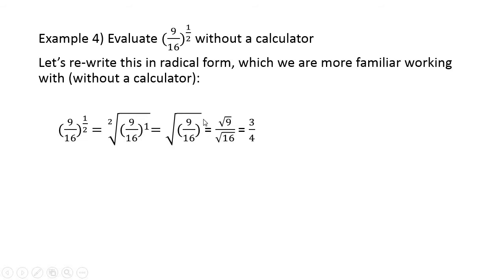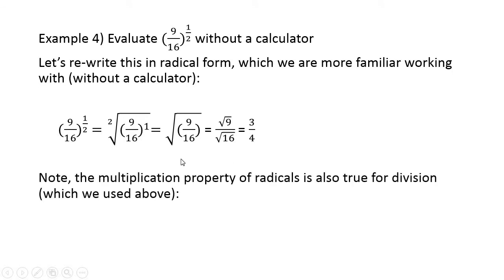And our multiplication rule for radicals applies for division as well as multiplying. So the square root of 9 divided by 16 is also equal to the square root of 9 divided by the square root of 16. And then the square root of 9 is just a 3, the square root of 16 is just a 4.